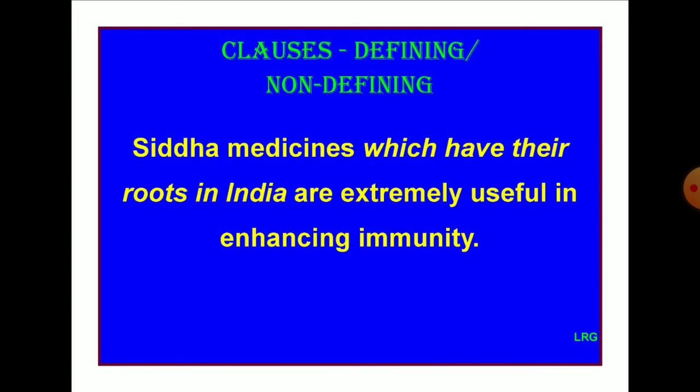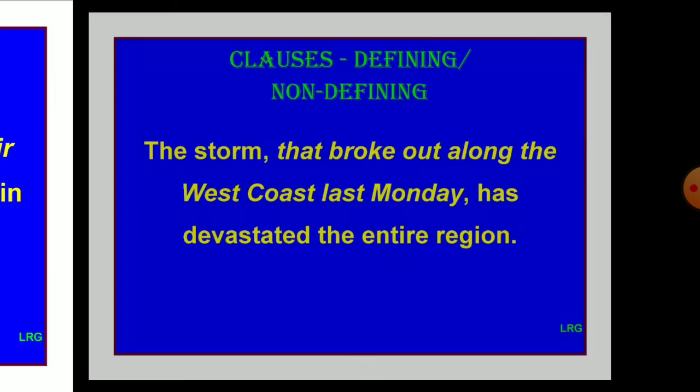Next sentence. Siddha medicines which have the roots in India are extremely useful in enhancing immunity. Siddha medicines is a system of medical treatment already known. Therefore, the subject is already defined. Which have the roots in India is a relative clause. It must be a non-defining relative clause, because the subject is already defined. So you have to put a pair of commas. So this clause has to be separated by a pair of commas, and that is the error. Siddha medicines, which have the roots in India, are extremely useful in enhancing immunity. That is the correction required.